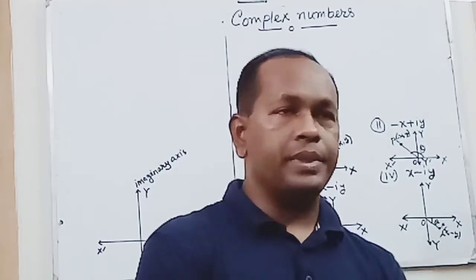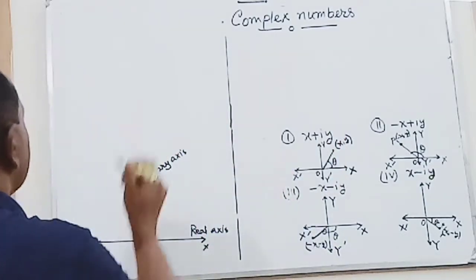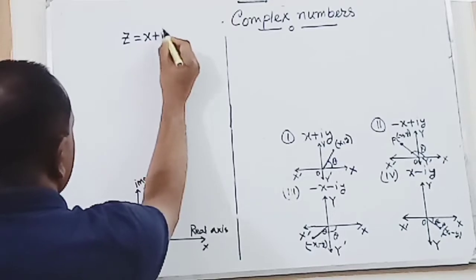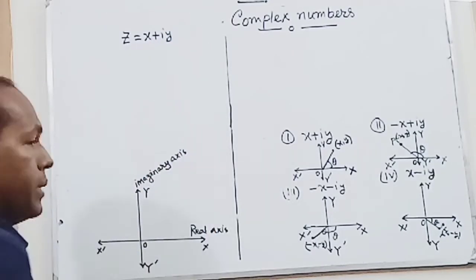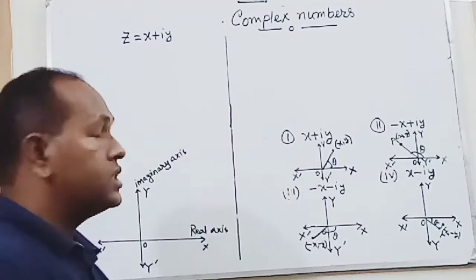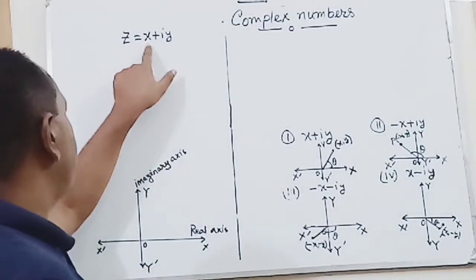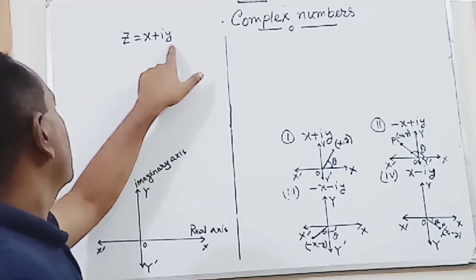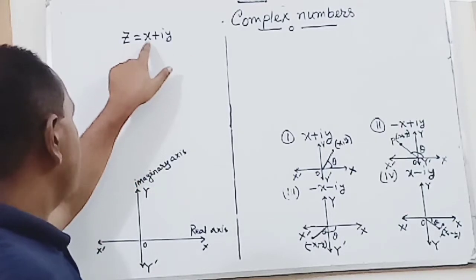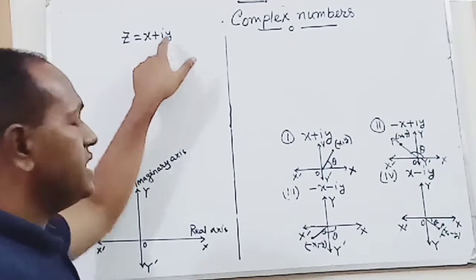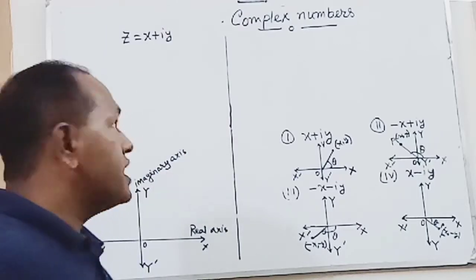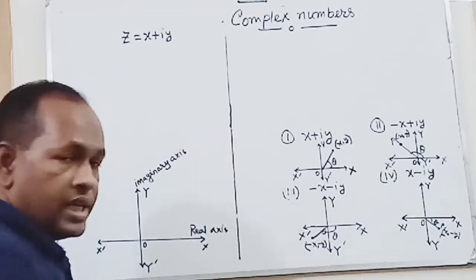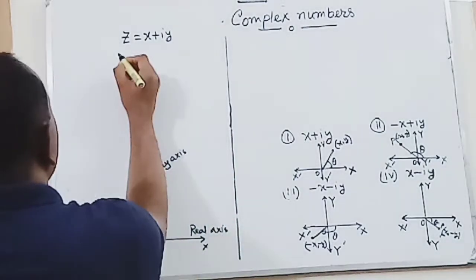Suppose x and y are two real numbers, then z equals x plus iy is called a complex number. A complex number has two parts. One of them is the real part and the other is the imaginary part. Now here x is the real part and iy is the imaginary part, and i is the unit of imaginary numbers. Now let me tell you first what i is.